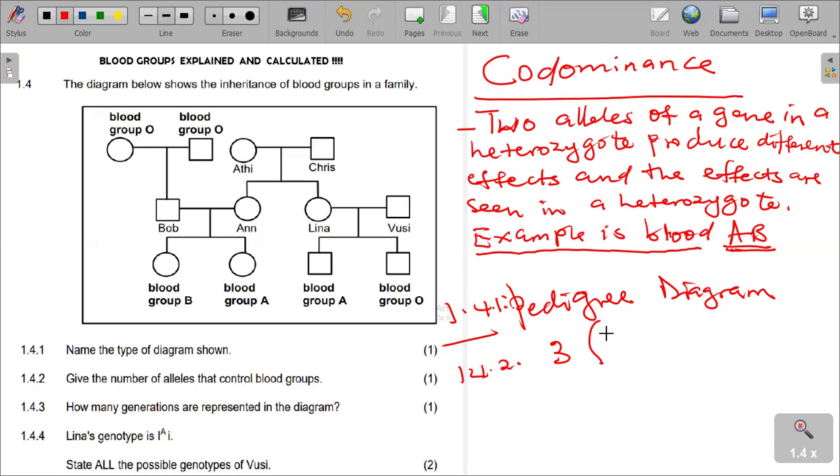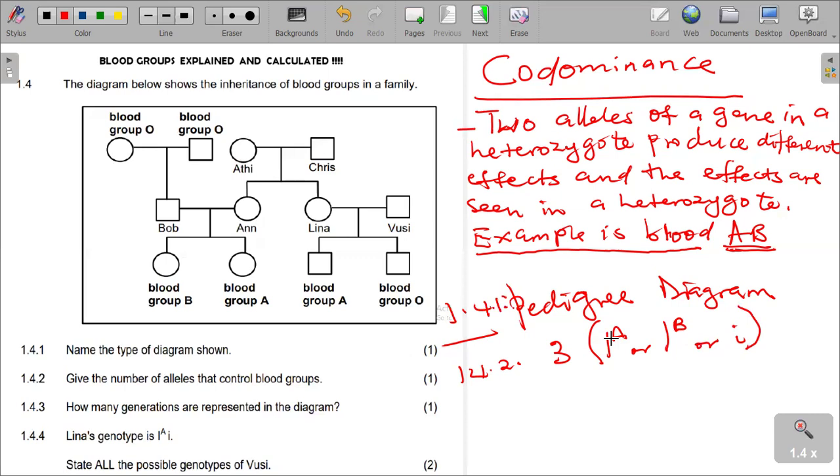We have got allele A, or we can have allele B, or we can have allele I. So what we are saying is these 3 are the 3 alleles that control the blood groups. Allele A, allele B, allele I, these are the 3 alleles that control the blood groups there.